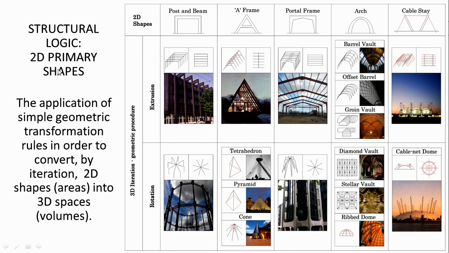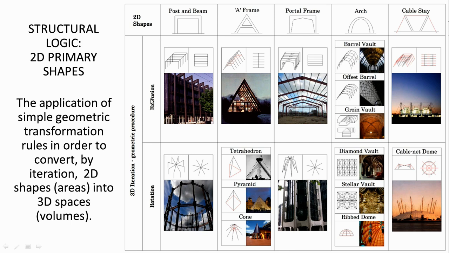So what we're looking at today is two-dimensional primary shapes. These primary shapes will contain an area, won't they? And the moment you apply, as we say here, by iteration, certain geometric procedures, such as, very simply, extrusion or rotation, by repeating that element in either of these ways, you begin to develop three-dimensional forms from the repetition or the iteration of the two-dimensional shapes. It is fairly simple when you look at it that way.